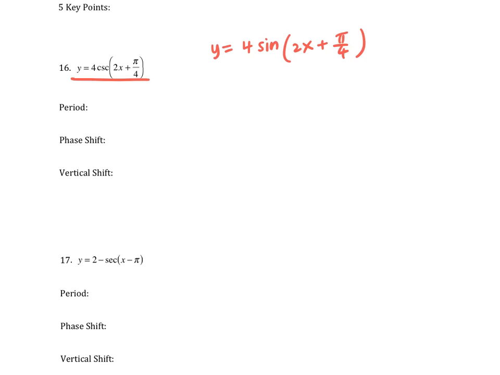So period is going to be the same. It's going to be 2 pi over b. So that gives me pi. So my increment is going to be pi over 4 since it's the period divided by 4.